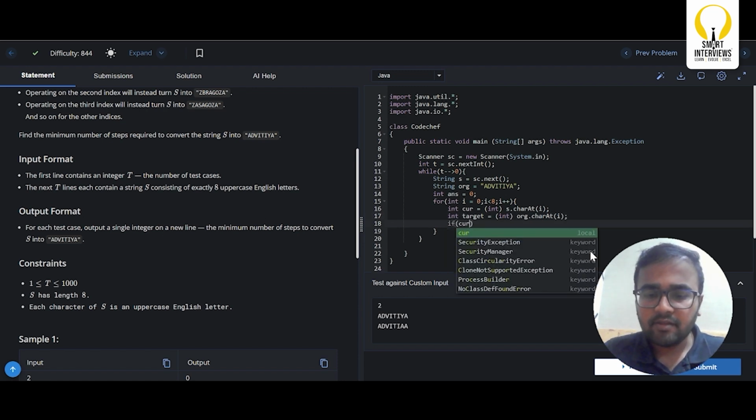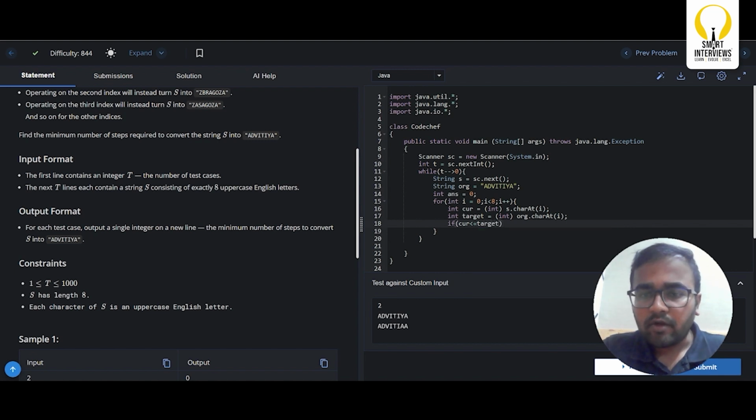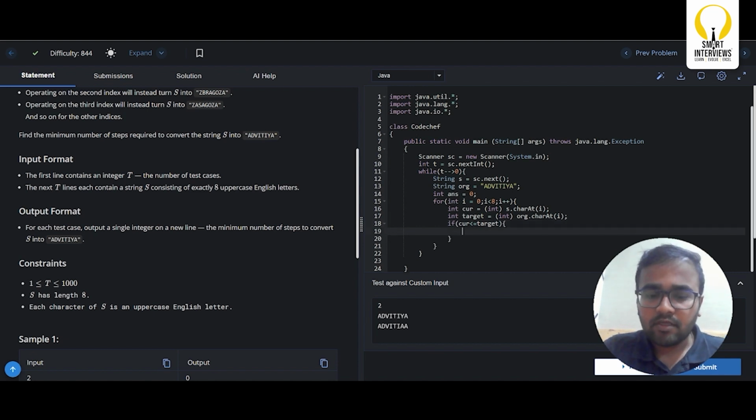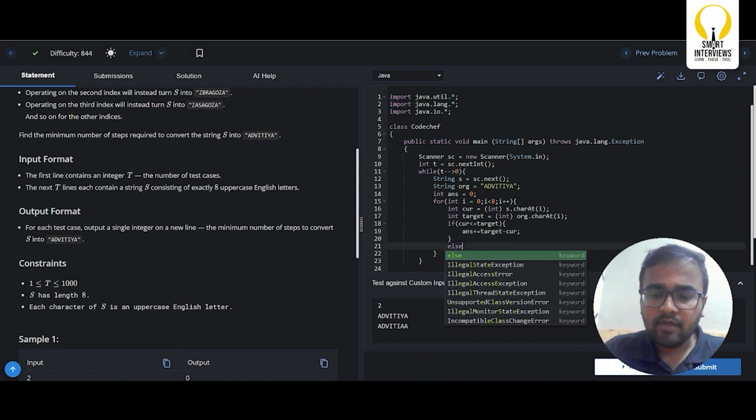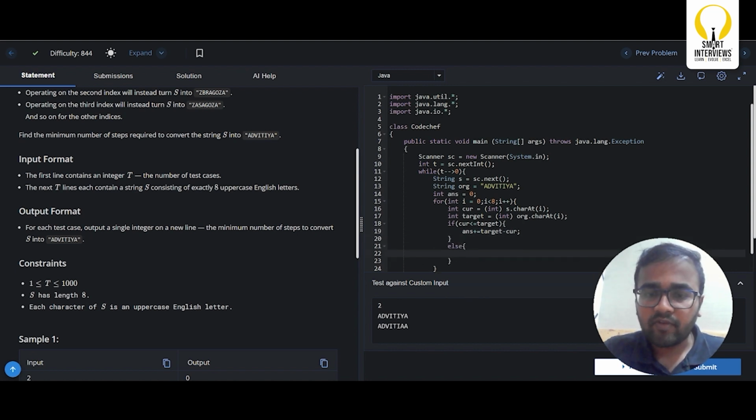If your current is less than or equal to target, means either your current and target character are same, or the target is next to the current character. So in this case, we can simply take the number of characters between target and current. So target minus current. Else, we will first iterate on the number of characters from the current to Z, then Z to A, and A to that particular character.